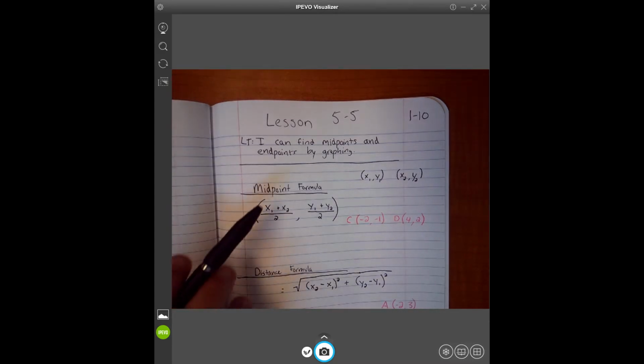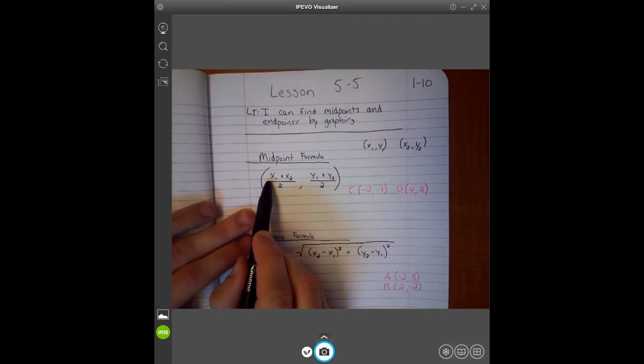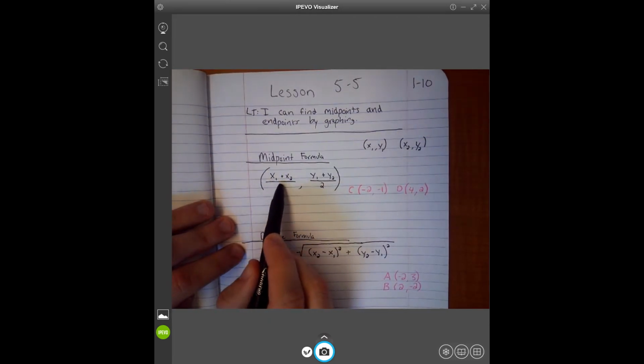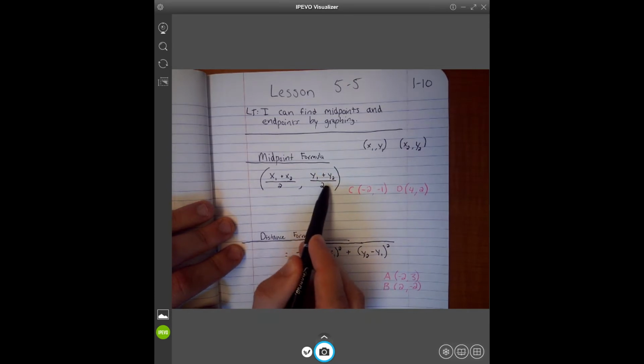You're going to need these two formulas written down. They're going to show up on the test. You're going to want that in your notes. The midpoint formula is finding the middle of a line or some sort of distance. And what this says is x1 plus x2 divided by 2. That's going to be our first coordinate.